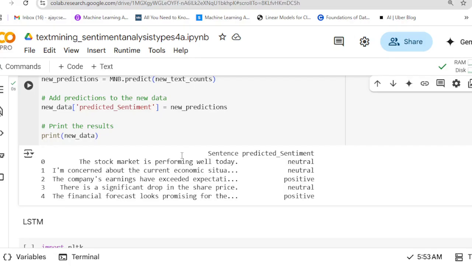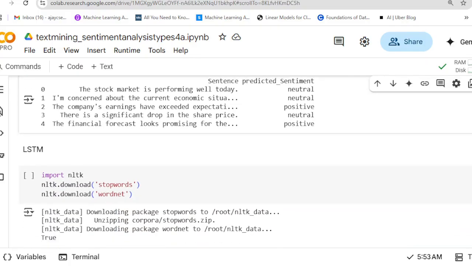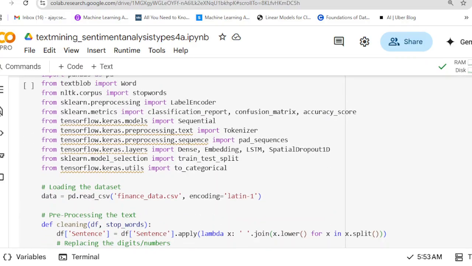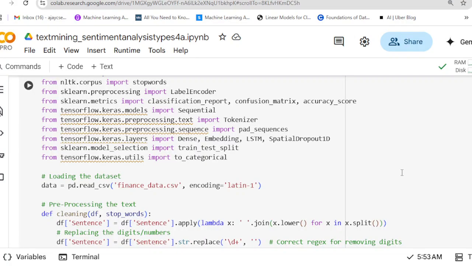"Is performing well today." This could have been positive, but it has been put under neutral. "Again, there is a significant drop in the share price." This could have been negative, but it is put in neutral. So like this, there are various differences that are seen. Then LSTM, the next model, for which again we make use of finance data.